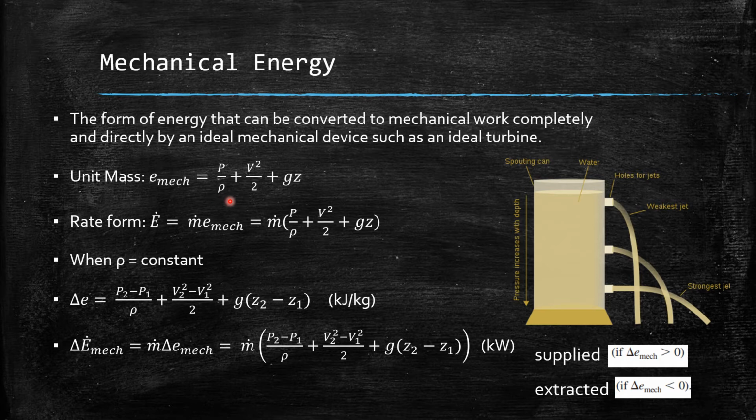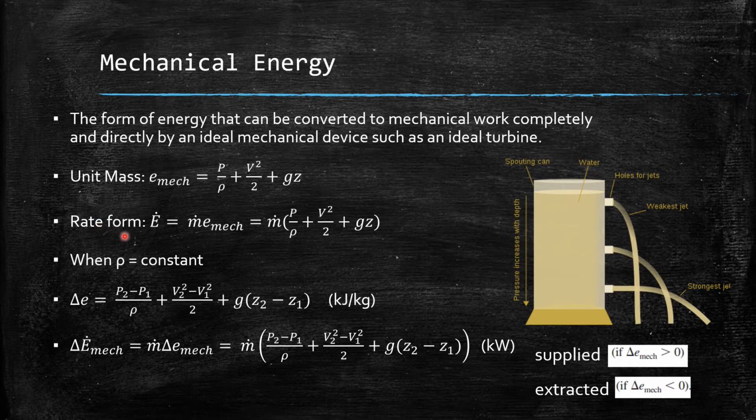The mechanical energy of a flowing fluid can be expressed on a unit mass basis, as expressed in this equation. The energy per unit mass is equal to the pressure over density, plus the kinetic energy, V squared over 2, plus the potential energy, gz. Again, this is the energy per unit mass, where this one is the flow energy, the pressure over rho. This one is the kinetic energy, and this one is the potential energy.